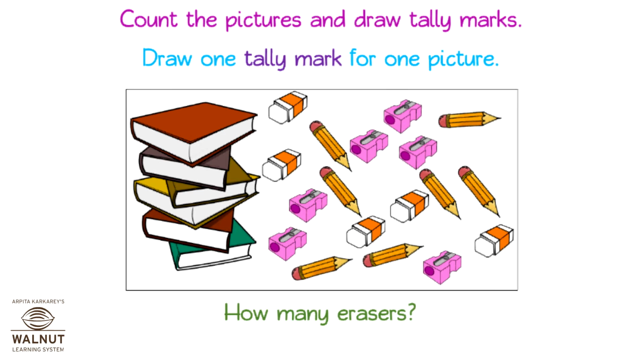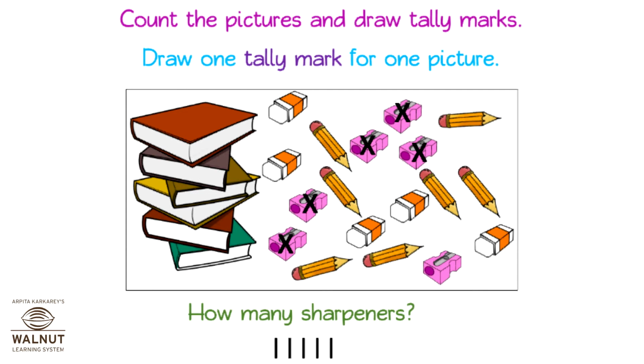How many erasers? Draw one tally mark for one eraser. And remember to make a small cross when counting the things. 1, 2, 3, 4, 5. We have 5 erasers. How many sharpeners? Draw one tally mark for one sharpener. And remember to make a small cross when counting the things. 1, 2, 3, 4, 5, 6.